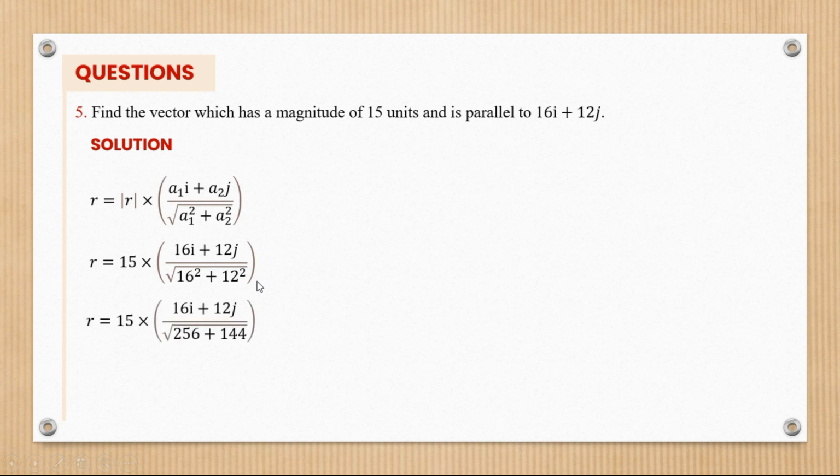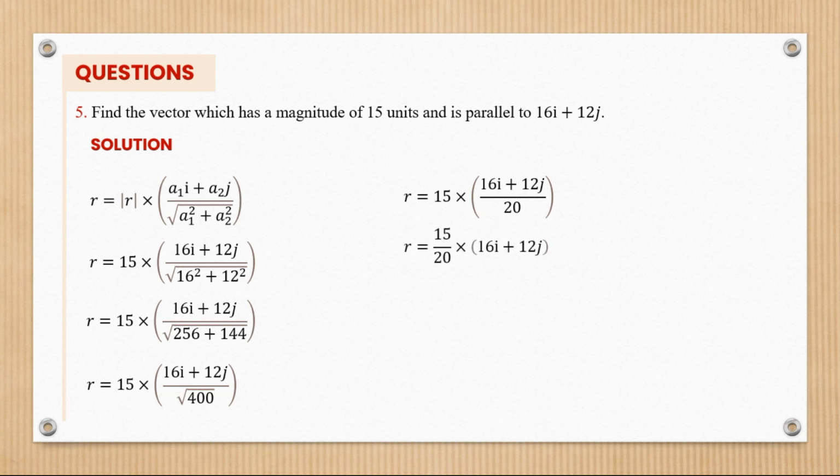So we shall have 15 times that, and then this will become root of 400, which is 20. So now we have r being equal to 15 times 16i plus 12j over 20. When we extract out 1 over 20, this is what we end up having. Now this and this can reduce and I'll be left with 3/4 times that. And then if I multiply 3/4 within, I'll have r as 12i plus 9j, and that shall be the vector which has the magnitude of 15 units and is parallel to 16i plus 12j.